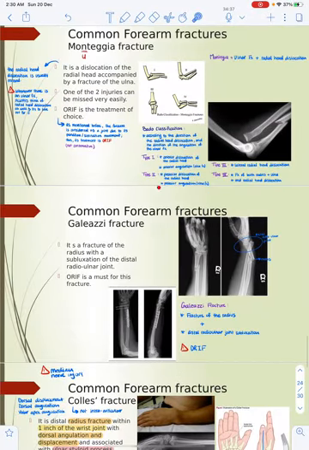And what is the treatment option for both of them? Both of them will be treated by open reduction and internal fixation. As we said, the fractures of the radius and the ulna we consider intra-articular fractures. So open reduction, internal fixation.